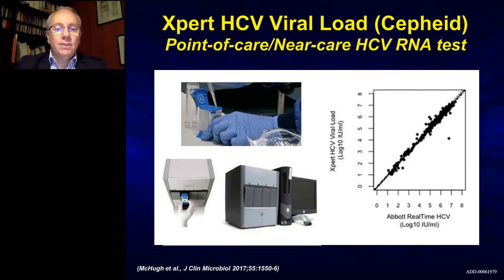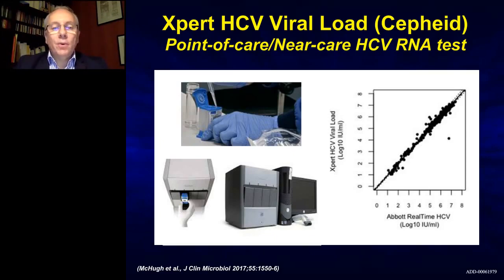This is a very simple system with a cassette which is filled in by the blood sample. The cassette is put in the machine, and after a few minutes the machine will give you the HCV RNA level, with an excellent correlation, which you can see here on the right, between the HCV RNA level measured in this assay and the HCV RNA level measured in another reference assay.